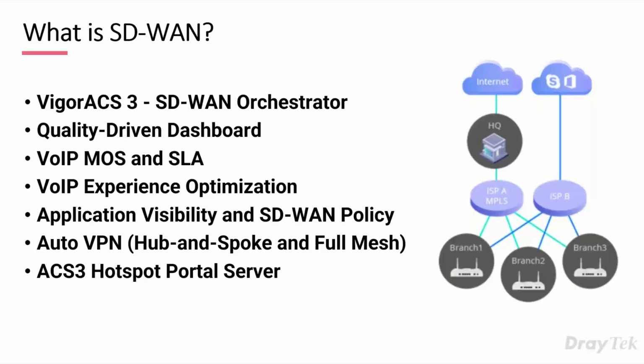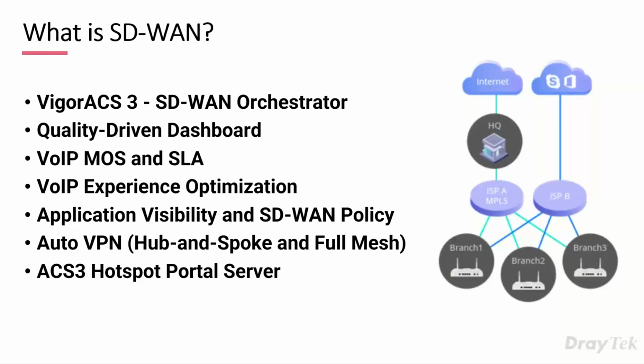VoIP MOS and SLAs. Every VoIP call is monitored by MOS, latency, loss, and jitter. MOS stands for mean opinion score. With a call history list, network admins can easily retrieve information for calls with poor quality. VoIP experience optimization: based on these interface quality records, VigorACS 3 can adjust the metric to ensure that all edge routers always use the best quality interface for VoIP, to optimize the VoIP experience.